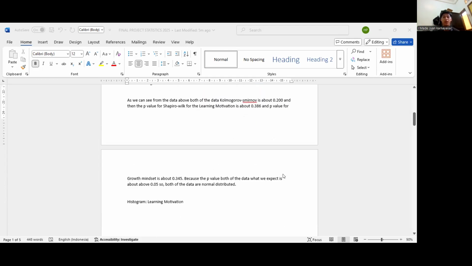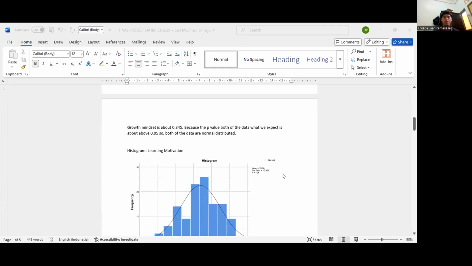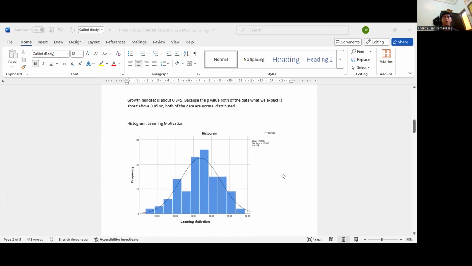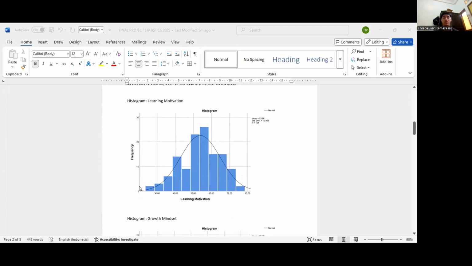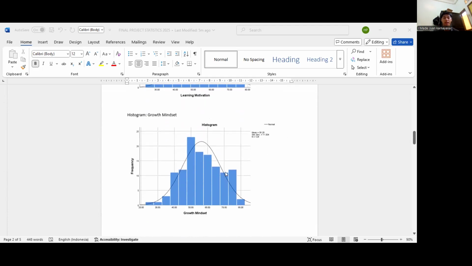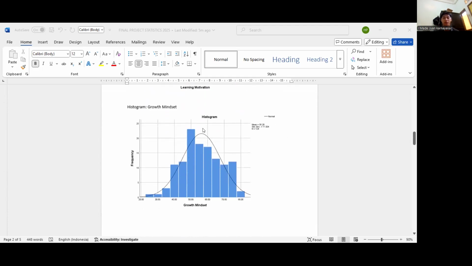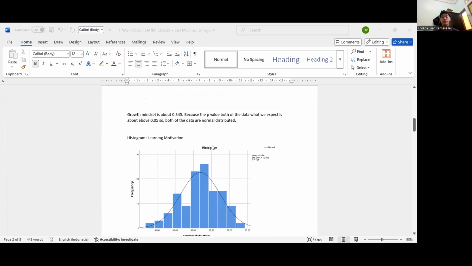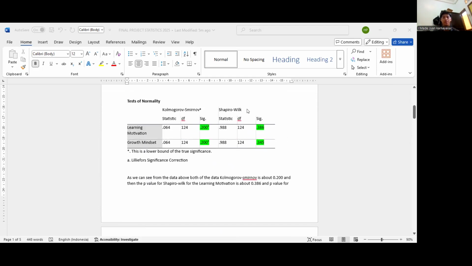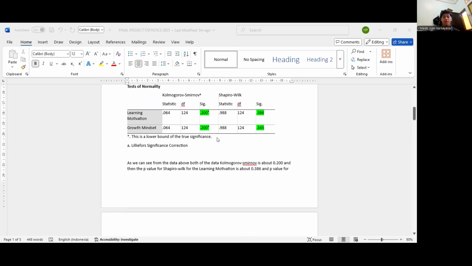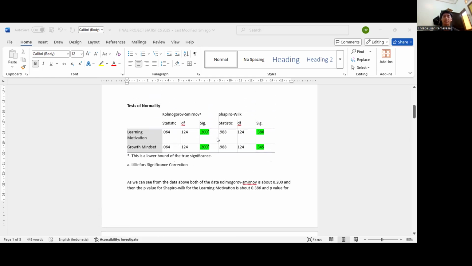For the histogram, learning motivation is normal, and growth mindset is also normal. Because my data are normal, I can move on to the next step.